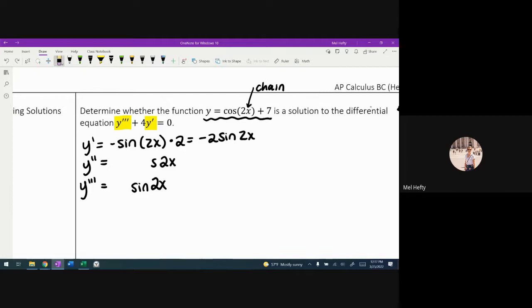Yeah, let me write it out in a couple more steps. Probably should have. Thanks, Sadie. All right, so here I'll keep the negative 2. Derivative of sine is cosine 2x, and I'm multiplying by 2. So I have negative 4 cosine 2x. That multiplied by 2 at the end coming from our chain rule again on this.